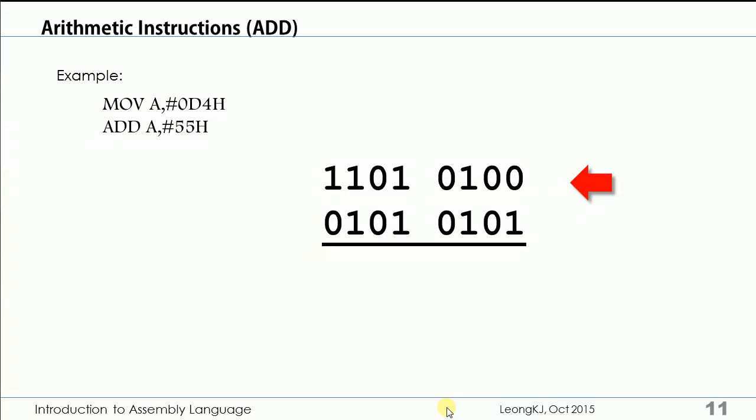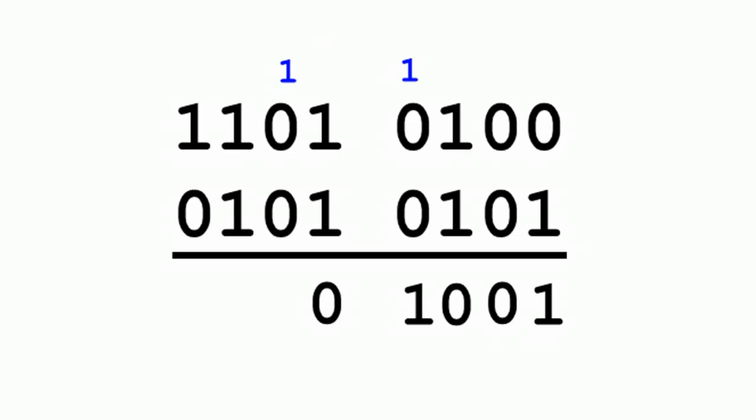This is the binary of D4 and this is the binary of 55. 0 add 1 will result in 1. 0 add 0 gives 0. 1 add 1 gives 0 with a carry of 1. The carry in of 1 add with 0 and 0 results in 1. 1 adds 1 gives 0 carry 1. 1, 0, 0 give 1 with no carry. 1, 1 results in 0 carry 1. 1, 1 and 0 give 0 carry 1.